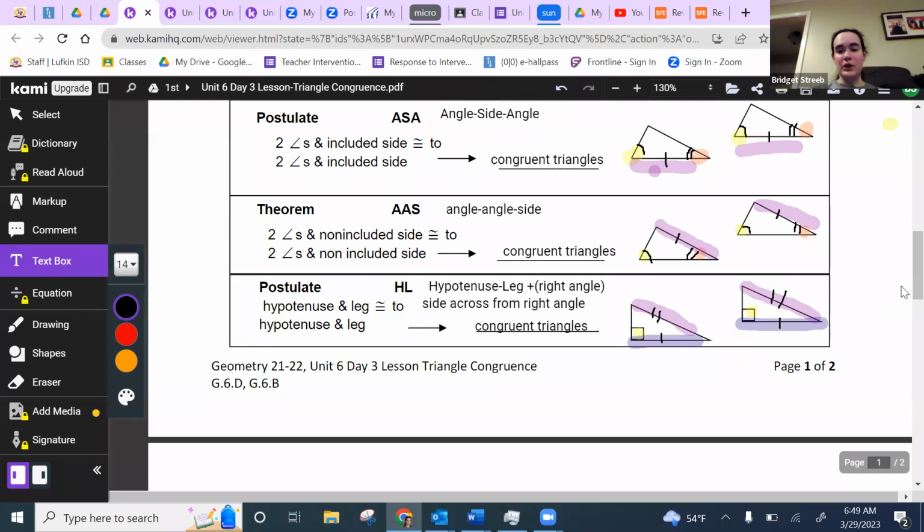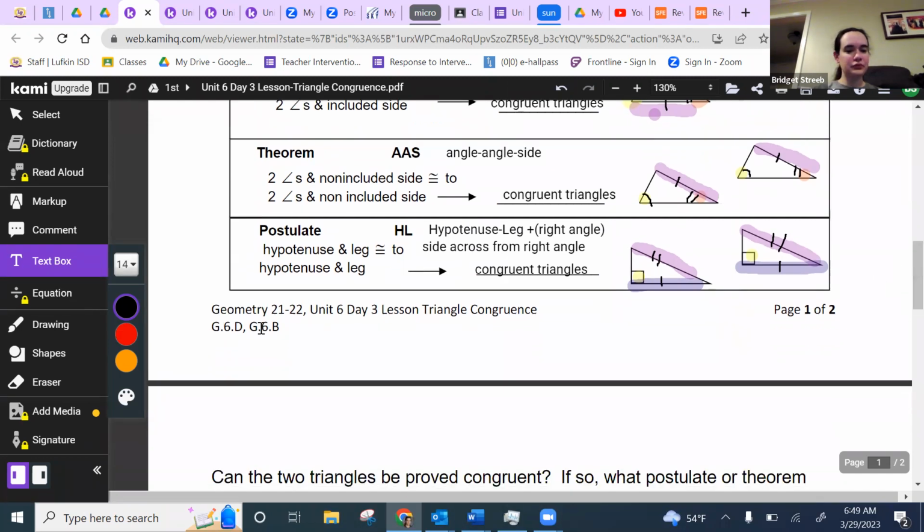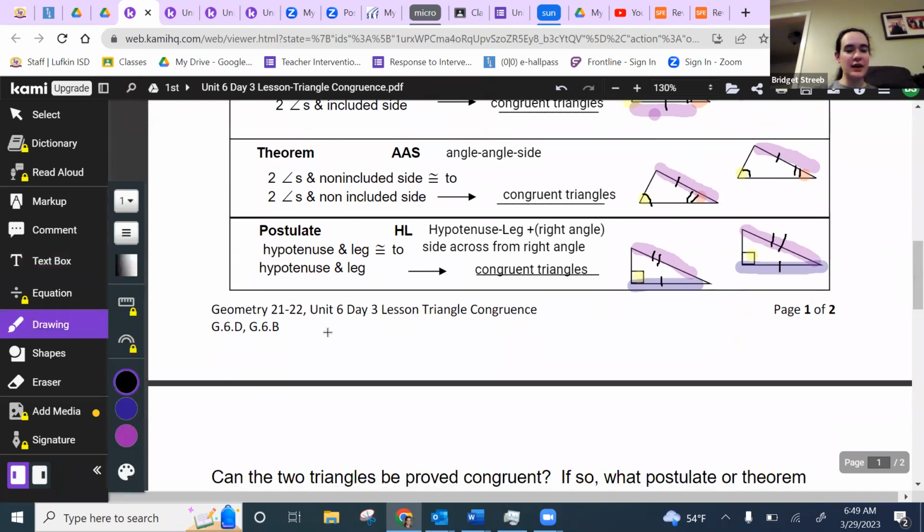Some words of warning. If you have a triangle that has all angles that are congruent, this is not congruent.